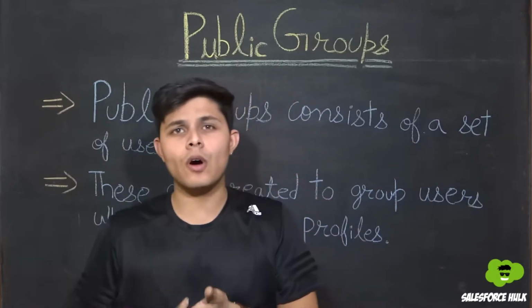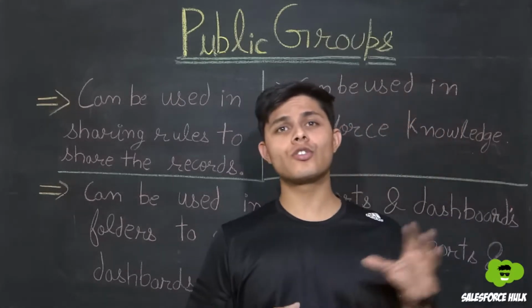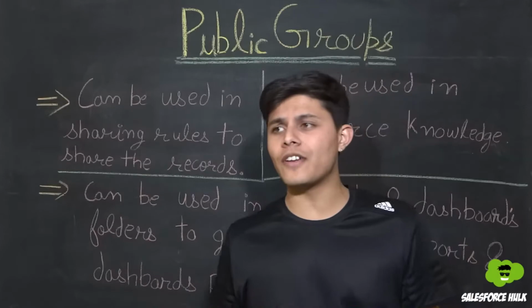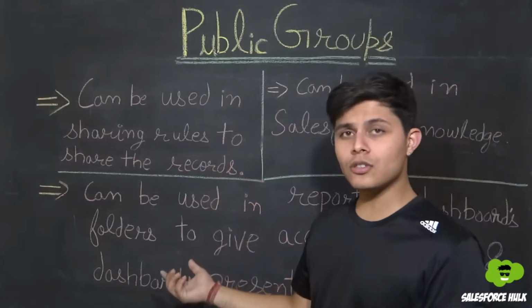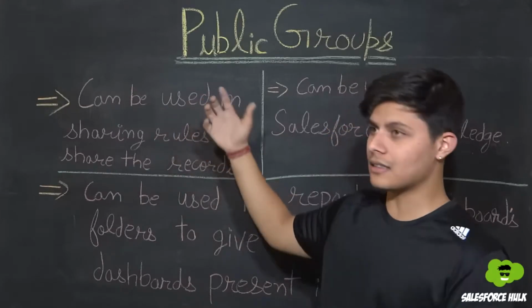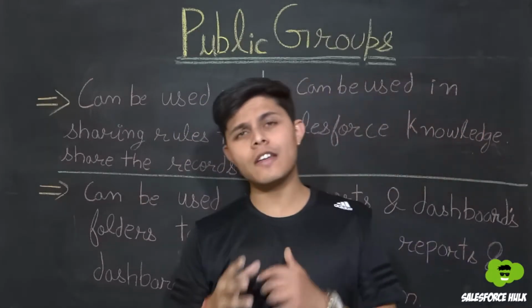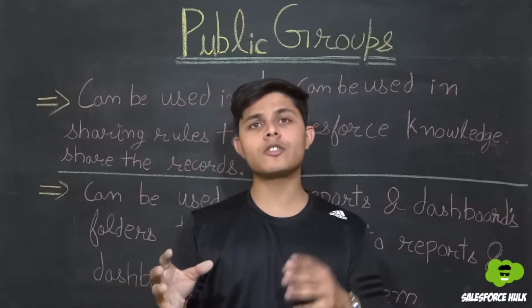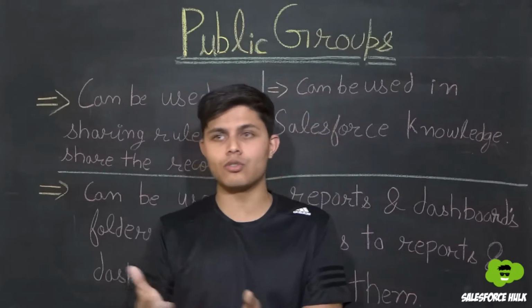Now let's see what this public group is used for. As you know, public groups are used to group certain users. But why do we need to group certain users who have different profiles? So let's see the reason. We can group those users so that the group can be used in sharing rules to share the records. Whenever you want to share a record using sharing rules, you need to specify with which users you want to share those records.